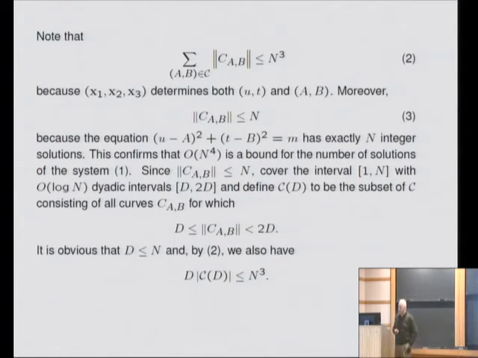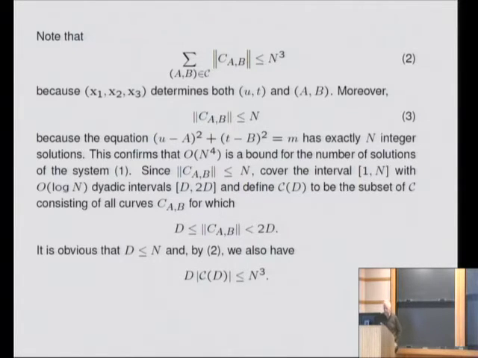So the sum, certainly without the square, is at most n cubed, because given x1, x2, x3, the terms u and t and a and b are determined, so that's easy. And now the number of points in a circle is at most n by definition. So n to the fourth is about the number of solutions.